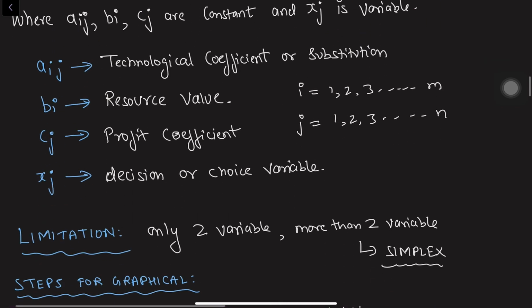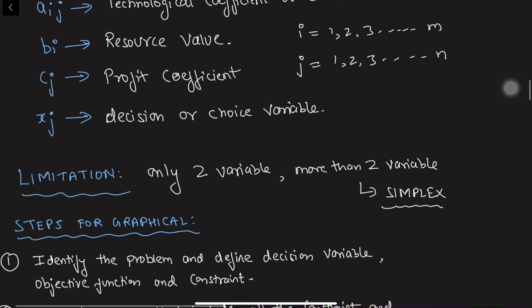Okay, great. So what is the limitation of working with the graphical method of linear programming? The only limitation is that it can work only up to two variables. It cannot go beyond two variables, because it is solved graphically, and graphically we are limited to two dimensions, which is x and y. If you have more than two variables, then we can choose an alternate option, which is the simplex method.